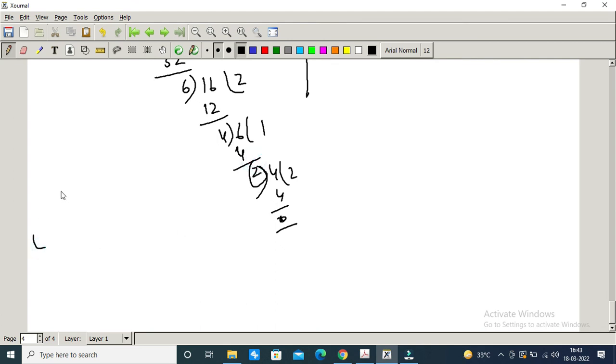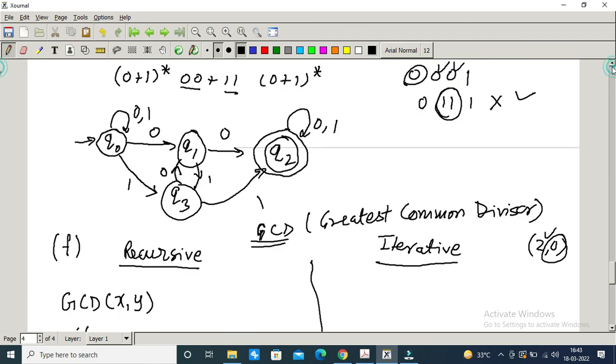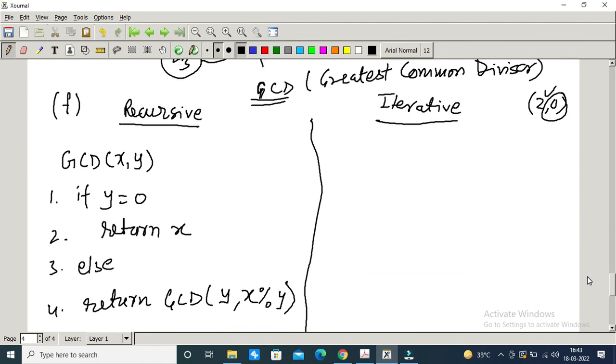So the GCD of 16 comma 32 will be 2. You can also verify using this recursive program, right? Okay, now the same concept will apply for the iterative, right?